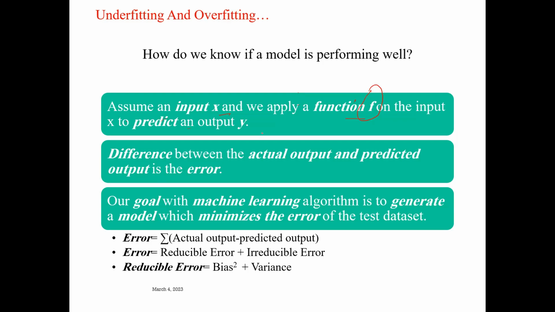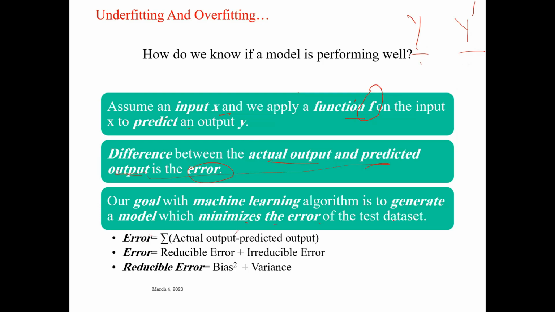Now, when you have an output given to you already, which is Y, then this is your prediction Y prime. The difference between the actual output and the predicted output is the error. This is the error. This is your predicted output. This is the original. What is the difference between the two? This is the error.